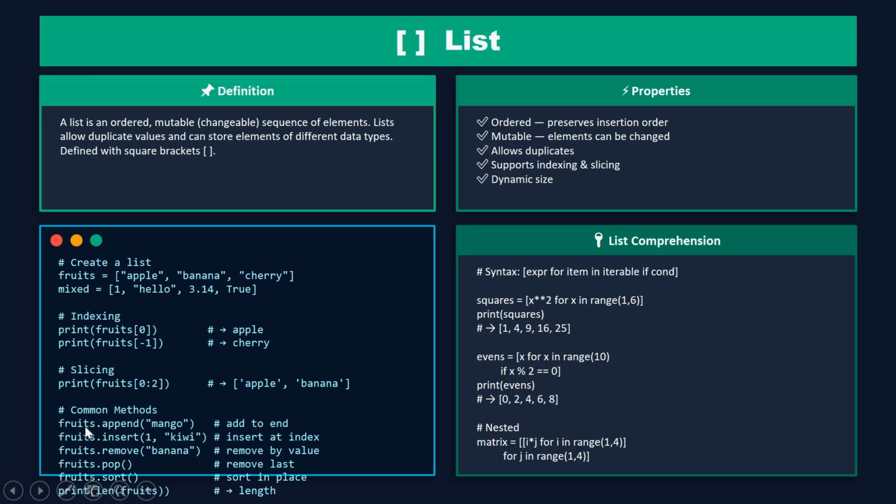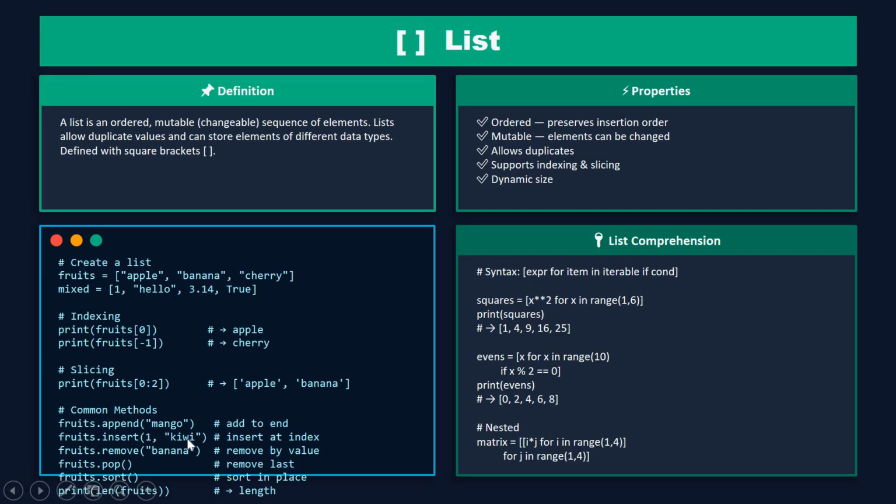Common methods that we use include append, which adds a new element. Normally we perform create, read, update and delete operations on all the data structures. First we have append, which adds to the end, and second is insert, which adds at a specific position. Here we write fruits.insert(1, kiwi), which means at the first index please add kiwi. So after apple, kiwi will be added, and then banana and then cherry.